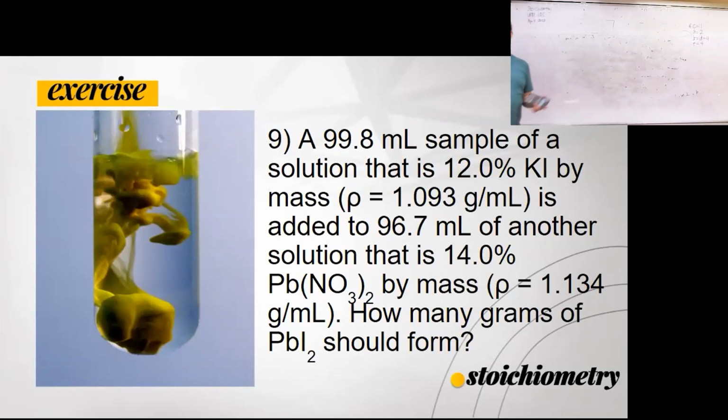Okay, so for the last one: a 99.8 ml sample of a solution that is 12% potassium iodide by mass, and this also has a density of 1.093 grams per ml, is added to 96.7 ml of another solution that is 14% lead nitrate by mass. And this is its density. How many grams of lead iodide should form?